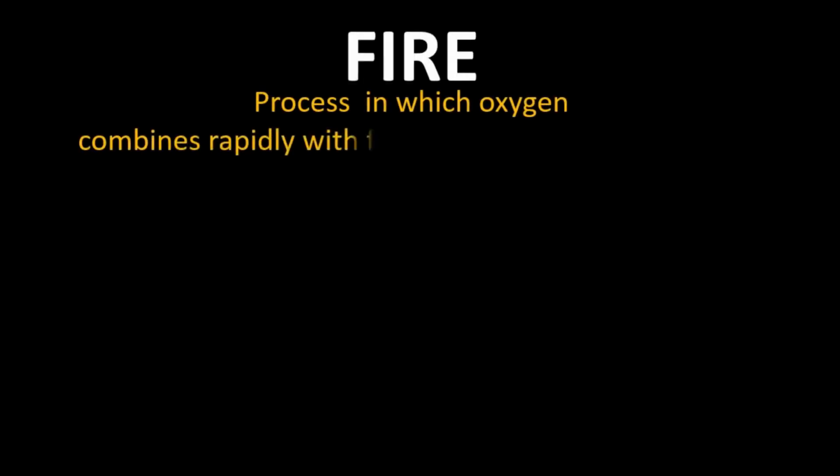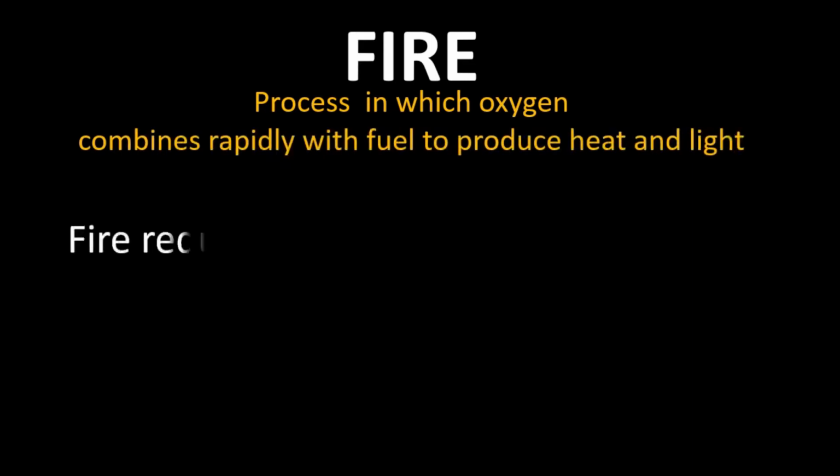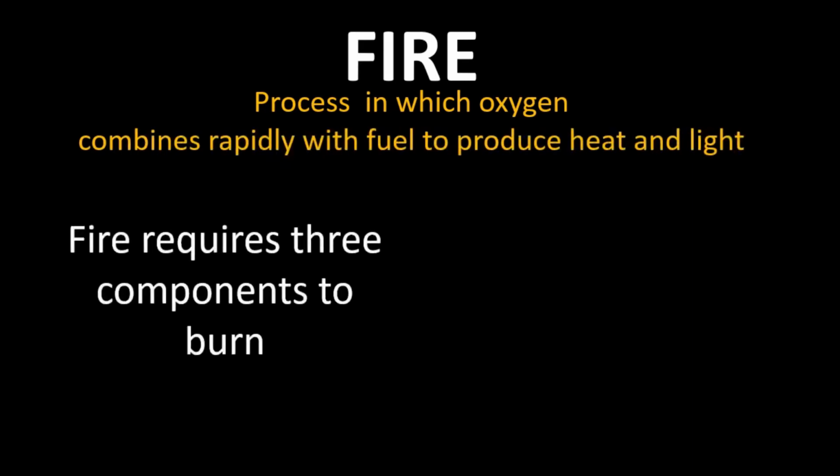Fire is a process in which oxygen combines rapidly with fuel to produce heat and light. Fire requires three components to burn, and the removal of any of these components will extinguish the fire. These components are: number 1, fuel. Fuel can be any combustible material. It can be solid, liquid, or a gas.